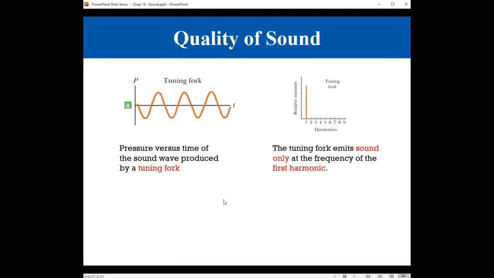Another point when we talk about sound is the quality of sound. If you consider the sound from a tuning fork, this is the kind of sound wave generated, and the frequency will be just the fundamental harmonic, one frequency.